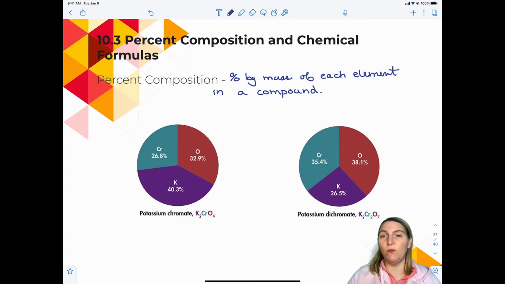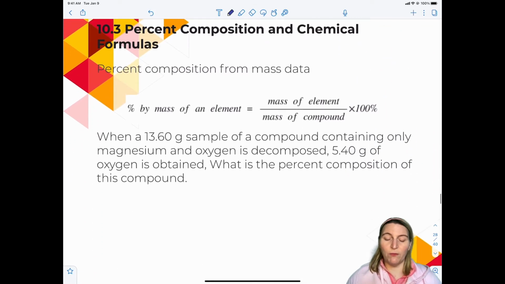And so you have here 2 pie charts that are showing you the percent compositions of potassium chromate and potassium dichromate. Chromate and dichromate are 2 polyatomic ions that are on your sheet, but they weren't one of the 9 that I had you memorize, so you may be a bit unfamiliar with those. But you can see that even though both of these compounds are made from potassium and chromium and oxygen, they are made of those elements in different proportions. They have different percentages of potassium and chromium and oxygen, and therefore they have different formulas, and therefore they have different properties. So how can we solve for percent composition?